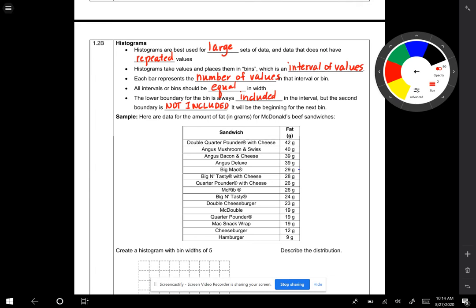Here's our sample problem. Here are data for the amount of fat in grams for McDonald's beef sandwiches. And so you have the sandwiches and the number of fat grams listed. I do want to mention one more thing before we do this example.